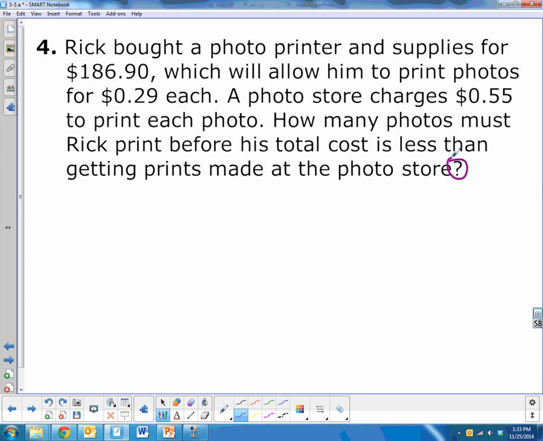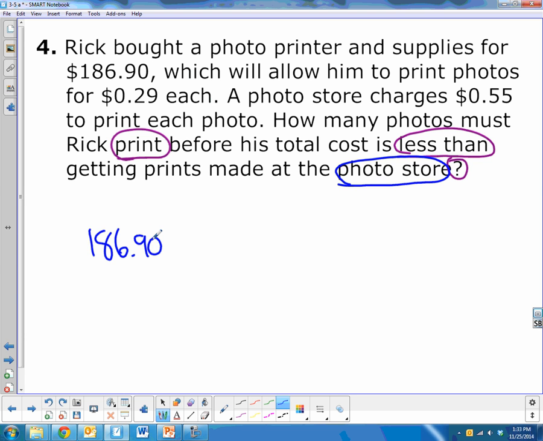So how many photos must Rick print before his total cost is less than, hey, there's a math term, less than getting prints made at the photo store. So he's printing, and then he's going to the photo store. And I want to know, when is the printing less than the photo store? So printing is $186.90. And it costs him 29 cents for each photo, because he had to buy the printer, plus it's going to cost him 29 cents per photo. I'm going to use P for photo. A photo store charges 55 cents for the print, but you don't have to buy the printer. So a photo store is 55 cents for every photo.